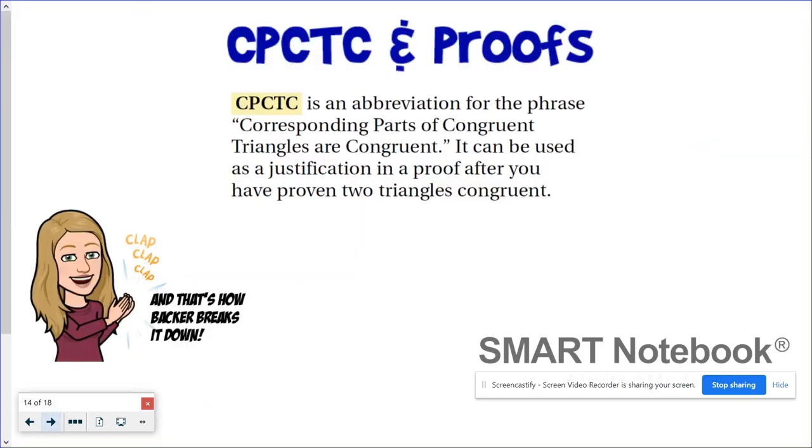So that's CPCTC. So once again, it stands for corresponding parts of congruent triangles are congruent. So once you have proven 2 triangles to be congruent, you can use CPCTC to prove that another pair of corresponding sides or another pair of corresponding angles are congruent.